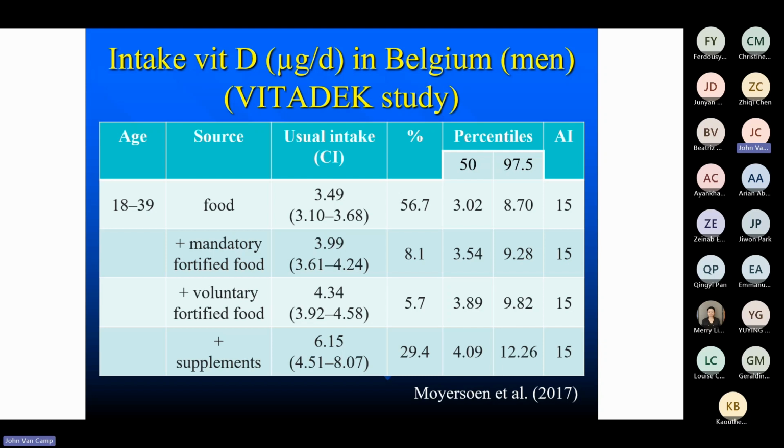You see, of course, that there are quite some variations around the mean values. This is because there's a distribution of intakes, and it can fluctuate, for example, for the supplement use between 4 and 12 micrograms per day. But even if we take into account this variability, we still have difficulties with reaching the adequate intake for the majority of the population.